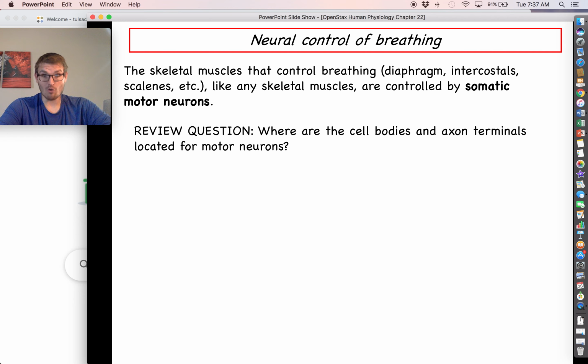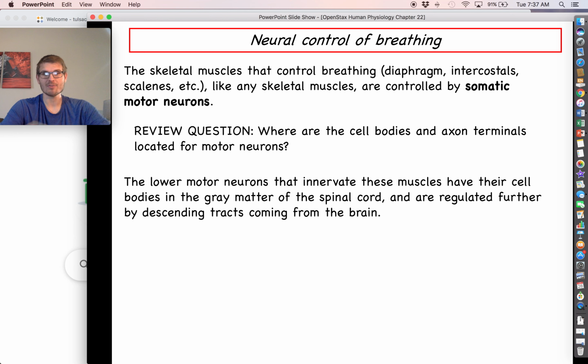So here is a review question for you to do on your own, going back to some of our Unit 3 stuff. I recommend you go ahead and do that just to refresh yourselves.